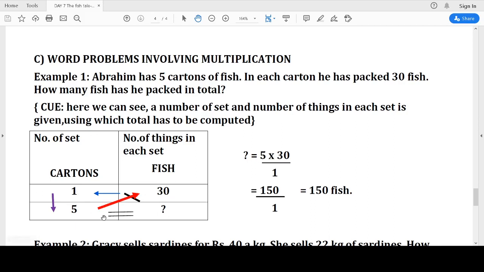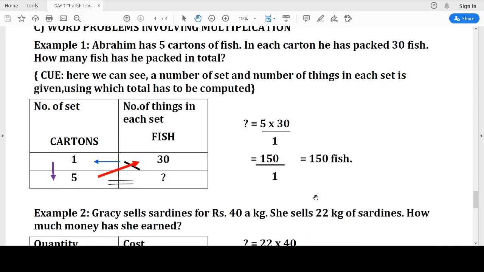First we put this table, and in this table we write the things given. The number of cartons is given, and in each carton how many fish are packed is also given. So in one carton 30 fish are packed. In 5 cartons how many fish are packed? That is the question. So question mark is equal to 5 into 30 divided by 1. 5 3s are 15 followed by 0 makes 150, divided by 1 is 150. So Abraham packs 150 fish in 5 cartons.